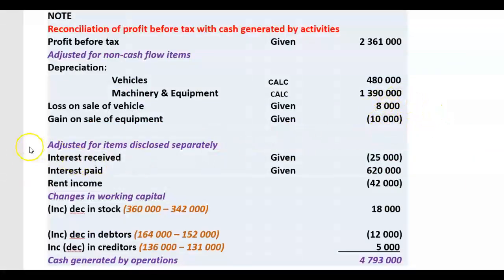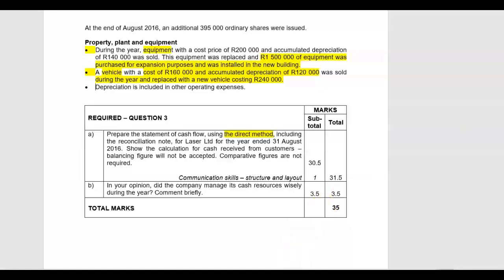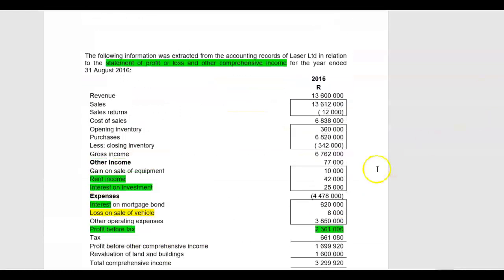8,000, 10,000. Then adjusted for items disclosed separately. And where do I find those items in the income statement? So if I look at the income statement, rent income, we're going to disclose it separately. We have to take it out of our profit. Interest on investment, we're going to take that out of our profit. Interest paid on the mortgage bond, we're going to take that out of the profit.